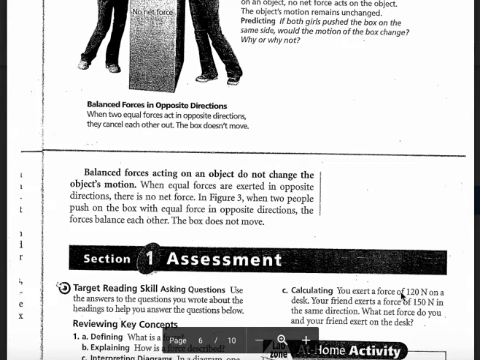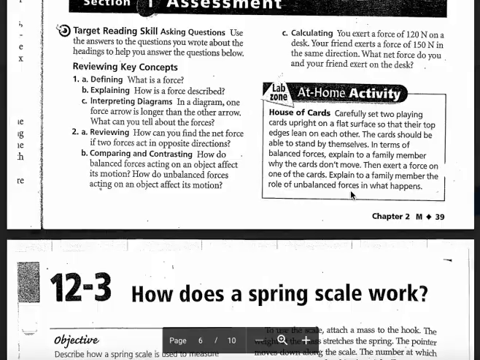In figure 3, when two people push on the box with equal force in opposite directions, the forces balance each other and the box does not move, which is what I just said. Sorry for being repetitive.